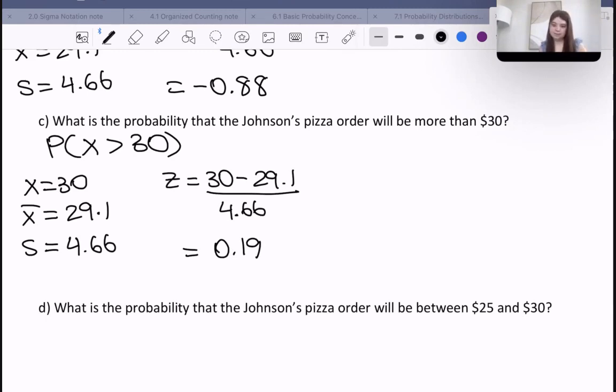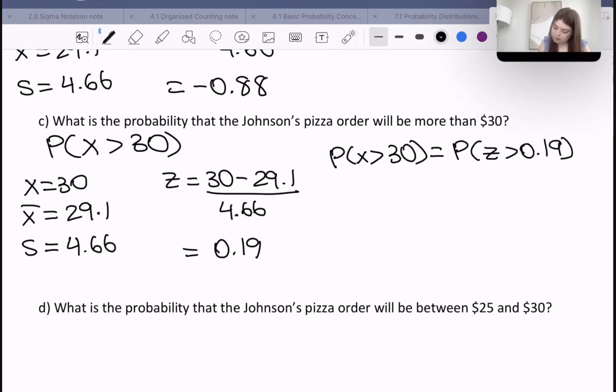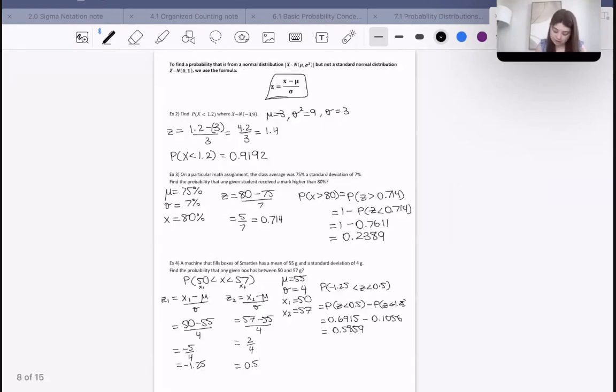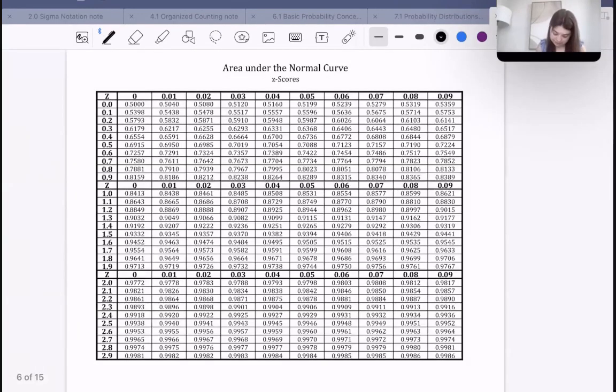Awesome. So now we have that the probability of X being greater than 30 is the same as the probability of the Z score being greater than 0.19, which means that that's the same as 1 minus the probability that the Z score is less than 0.19. So what's the probability that the Z score is less than 0.19? Well, let's go find out.